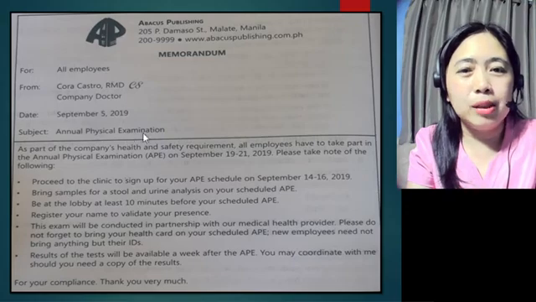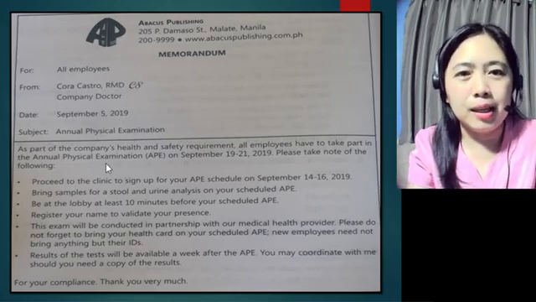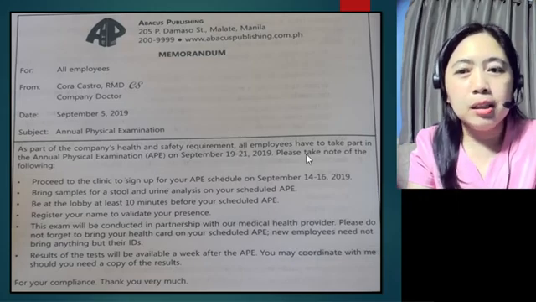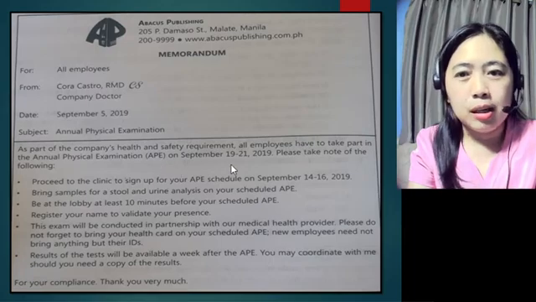Subject: annual physical examination. As part of the company's health and safety requirement, all employees have to take part in the annual physical examination on September 19 to 21, 2019. Please take note of the following.